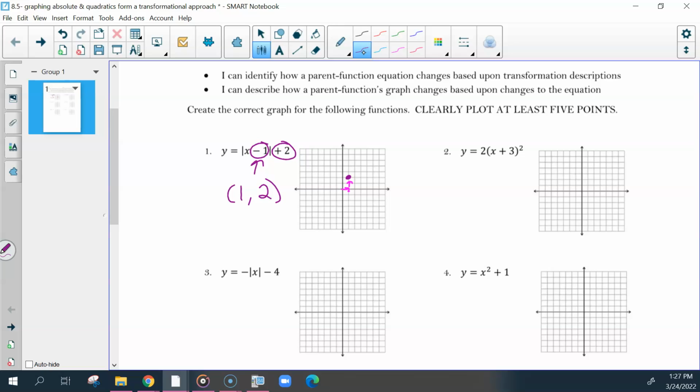So from here, I could go up 1 to the right 1, up 1 to the right 1, as many times as possible. And then the same thing. Well, I only need 5, but for absolute value, you can always do more. And then I can go up 1, left 1, up 1, left 1, up 1, left 1.